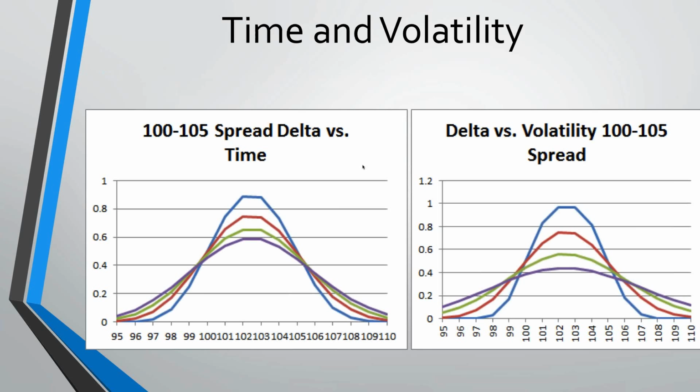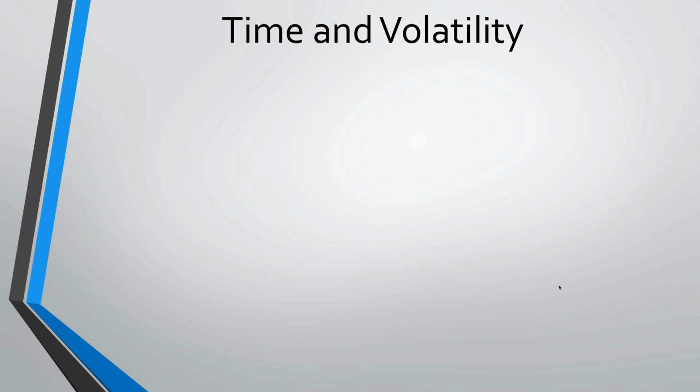Take a look at these two: delta versus time and delta versus volatility. They look really similar. I want you to just focus on the shape, not the values, but the shape. And this is how things change, but you can see how they look very similar.